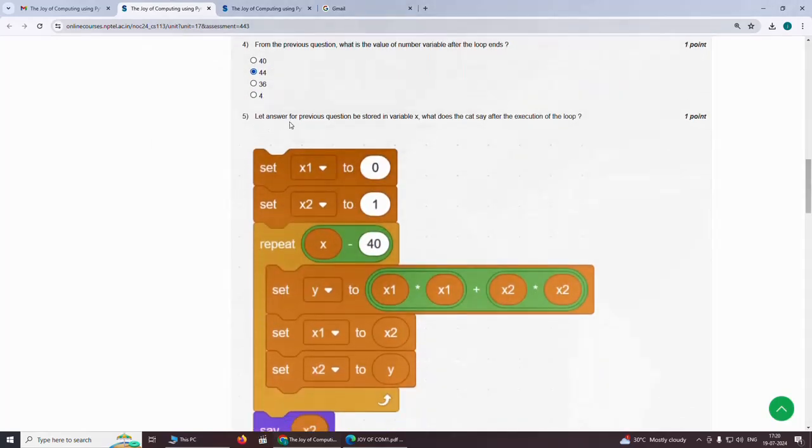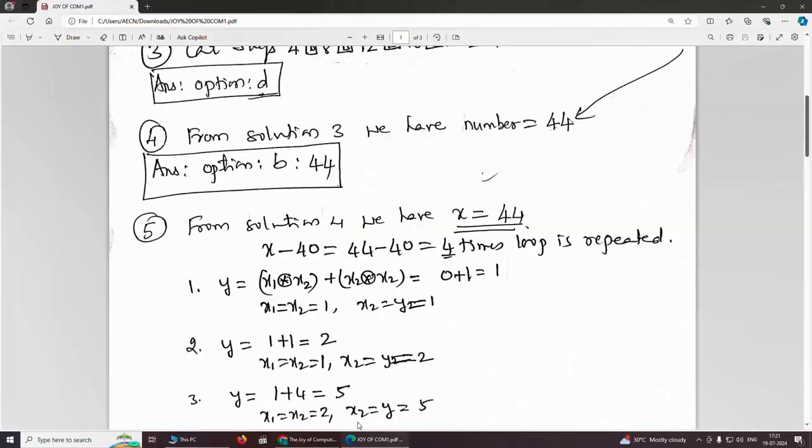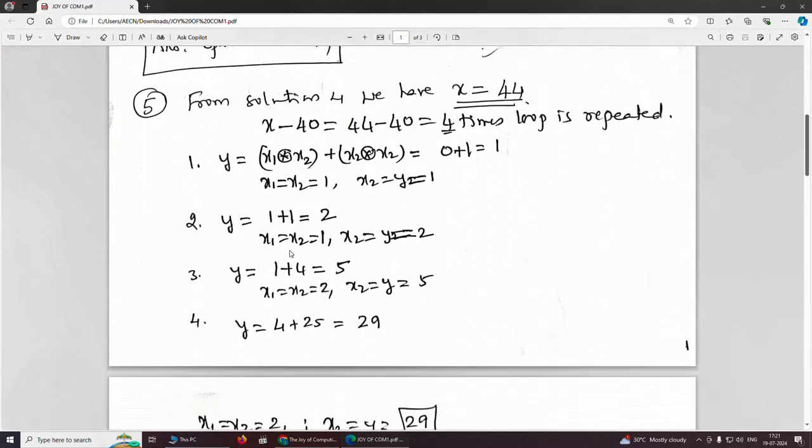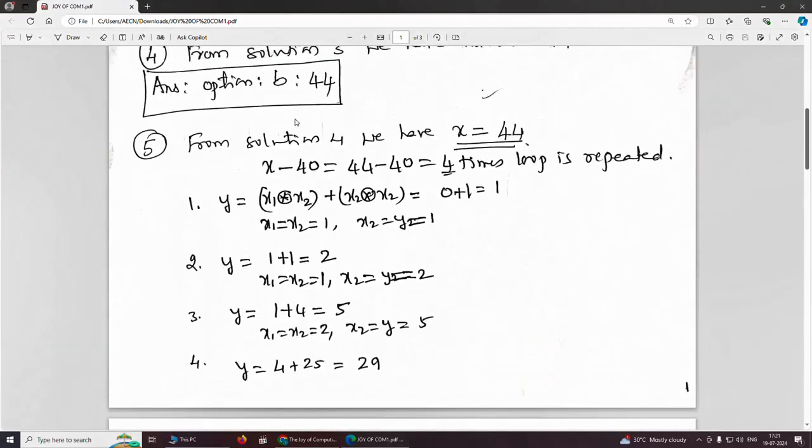Let the answer of the previous question be stored in variable x. What does the cat say after the execution of the loop? We'll see the answer for this. Fifth one, from the solution of the fourth question, we have x equal to 44. Now x is 44. 44 minus 40 is equal to 4. So the loop is to be repeated 4 times.